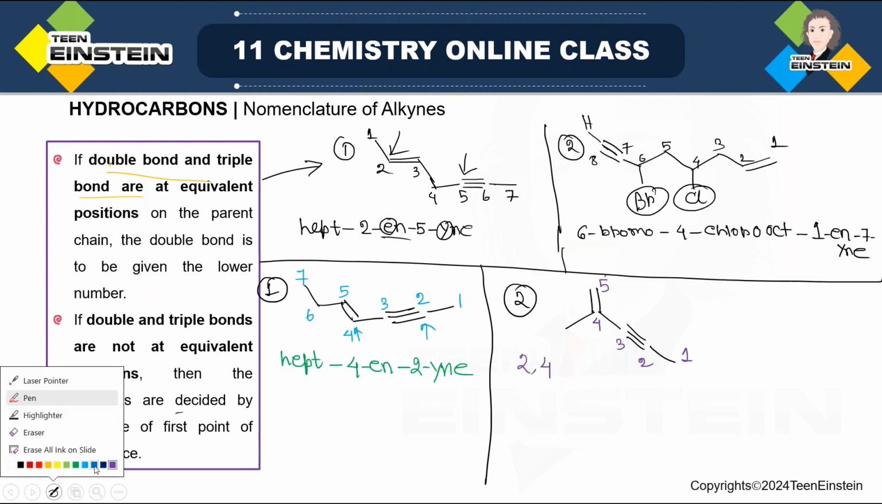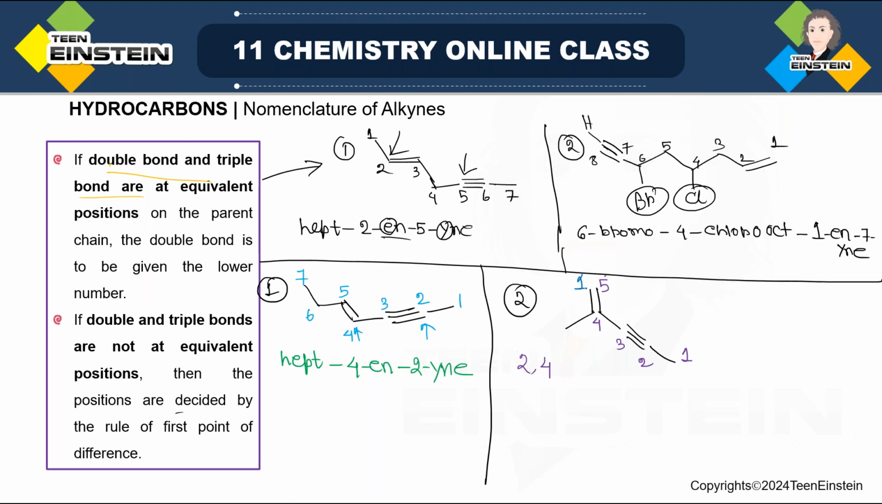Now let me do it in another way. If I'm starting from this side, 1, 2, 3, 4, 5. Now the positions we are getting: the double bond is getting the first number 1 and this one is getting 3. Now according to the first point of difference, obviously 1, 3 we should give more priority. So the purple numbering is not correct.